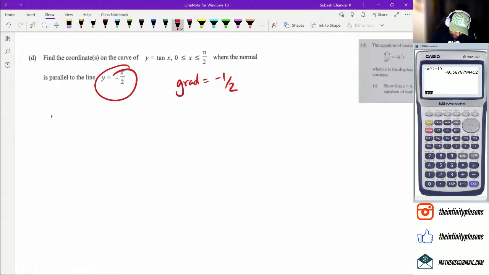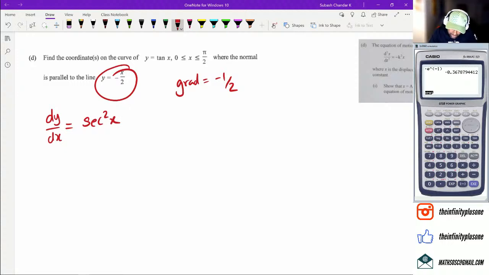How do I say this? You've got dy/dx, which is going to equal sec squared x. Now it says the normal is parallel to this line. So whatever the gradient is, how do I explain this?